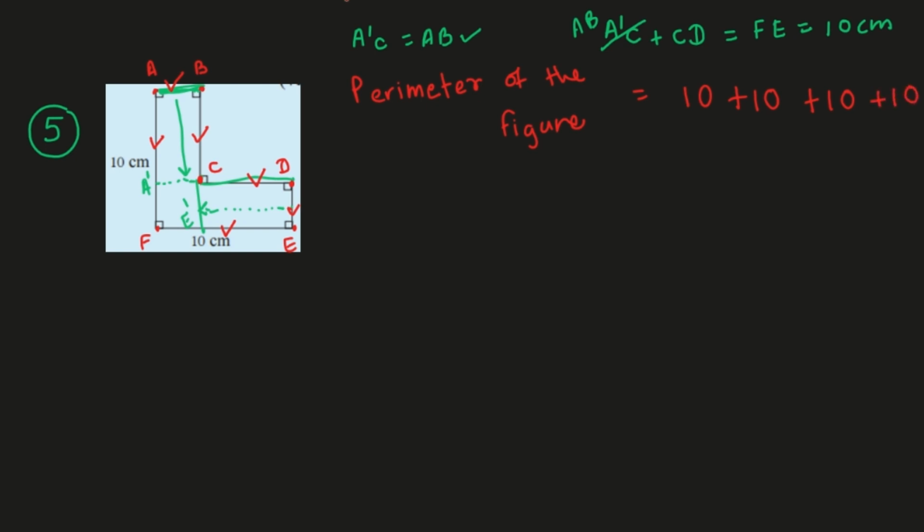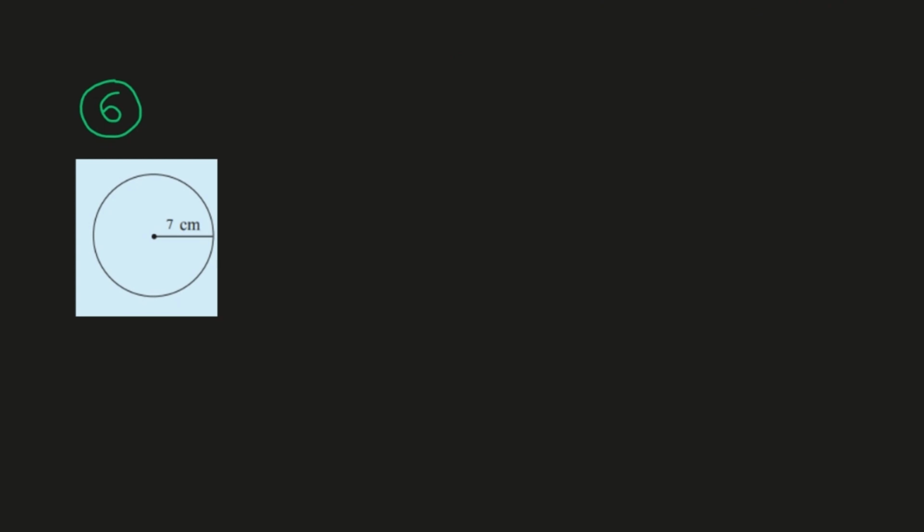So we can tell 10 plus 10 plus 10 plus 10. The perimeter of this figure will be 40 centimeters. Did you get the point? So here when you see this figure, you can see that we have added all the side lengths together. Okay, right. So let's meet with the sixth question.